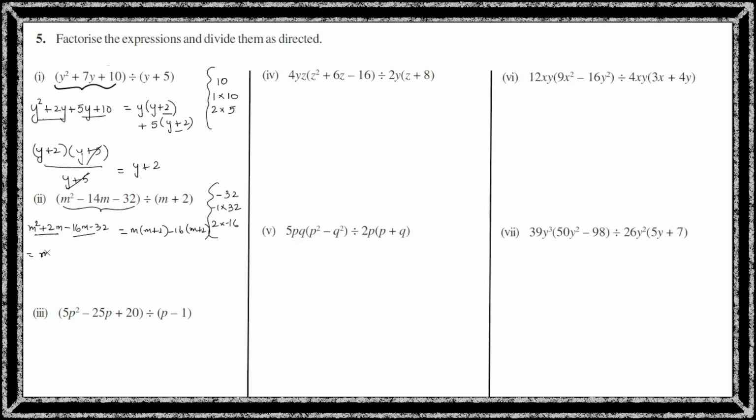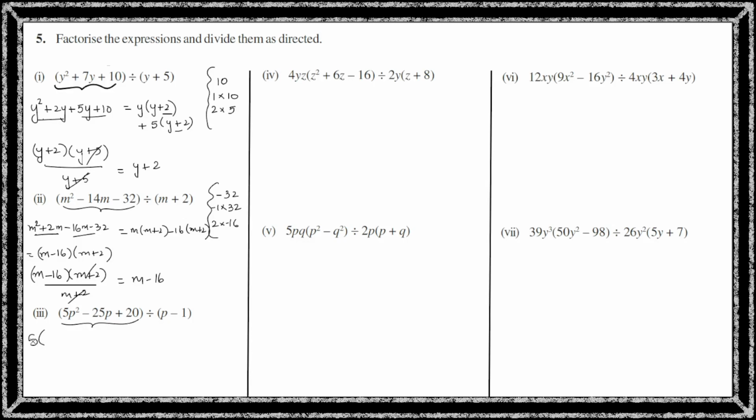Which is nothing but m minus 16 into m plus 2. Now when I divide it by m plus 2, I can cancel this and I'm going to get m minus 16. So that's the answer. Next question I have, the numerator has 3 terms and clearly 5 is common.